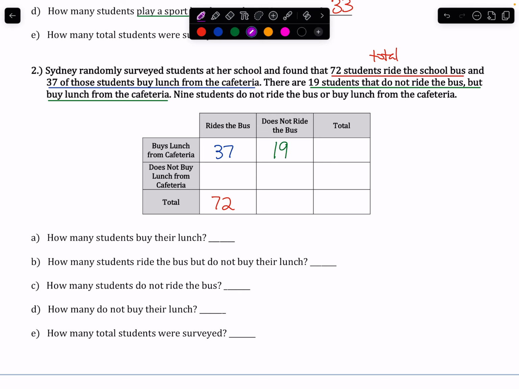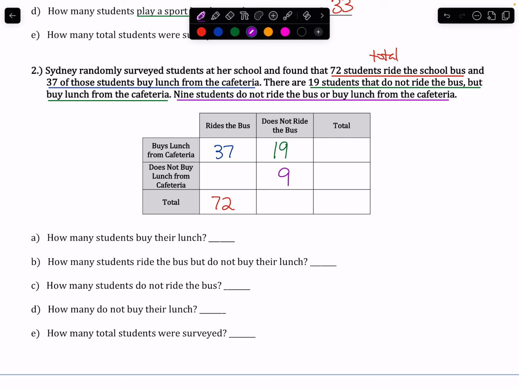It then gives us that 9 students do not ride the bus or buy lunch from the cafeteria. So in this case, those students do not ride the bus and they do not buy lunch from the cafeteria. That not applies to both in this case. So again, see where those two meet. In that case, we have our very middle center box here, and those are 9 students.